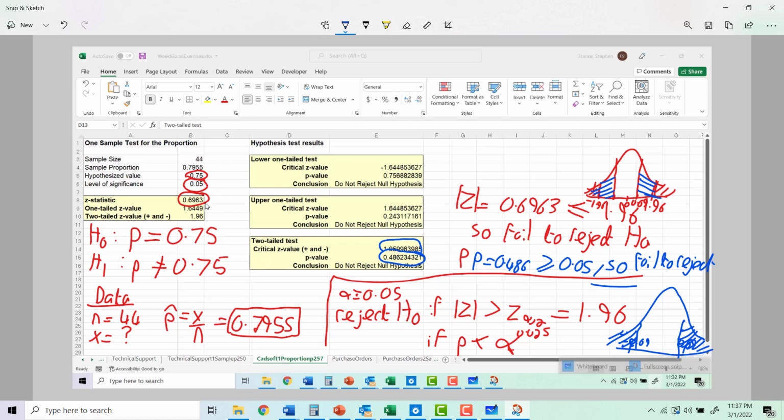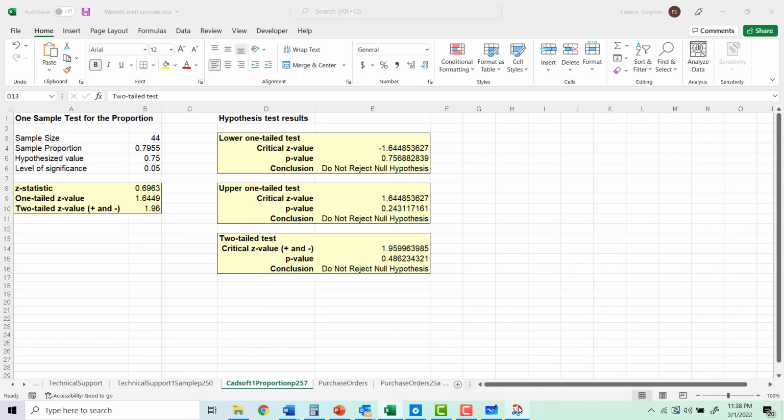So in this case, z 0.6963 is not greater than the absolute value, that's not greater than 1.96. So we fail to reject. The p-value of 0.486 is greater or equal to 0.05. It's not less than alpha. So again, we fail to reject. It's exactly the same principle on all of these tests.